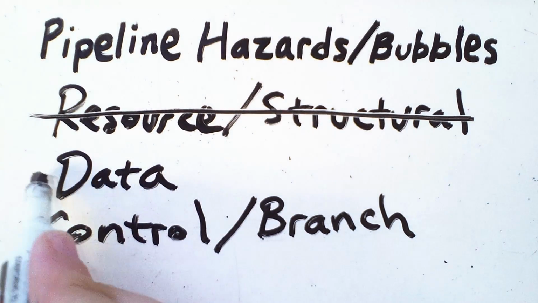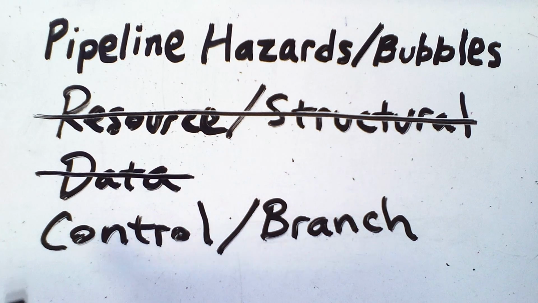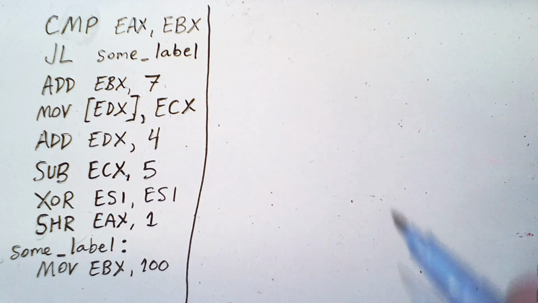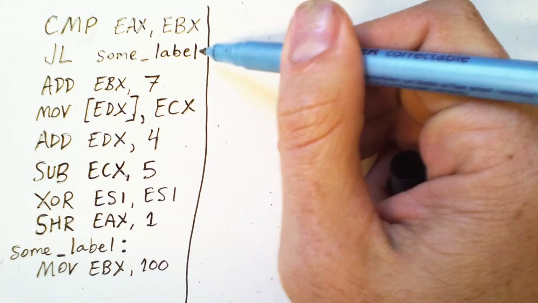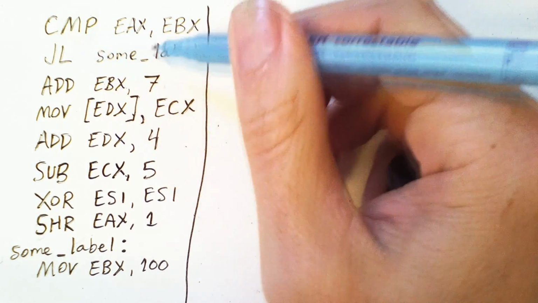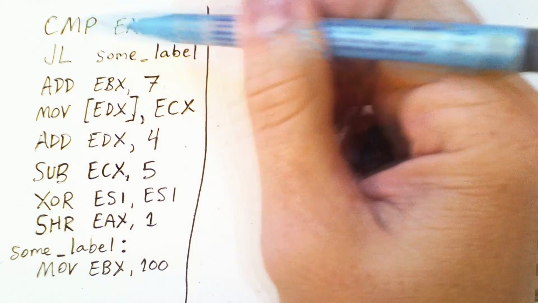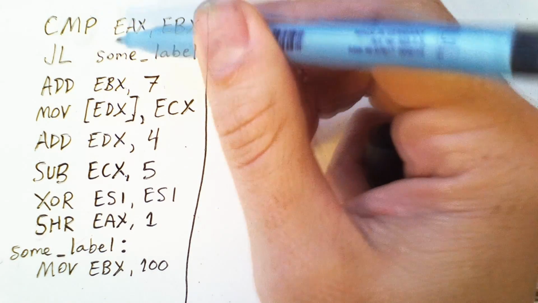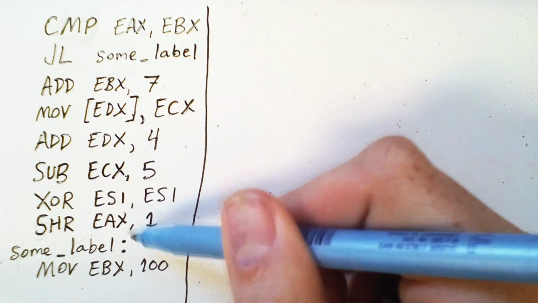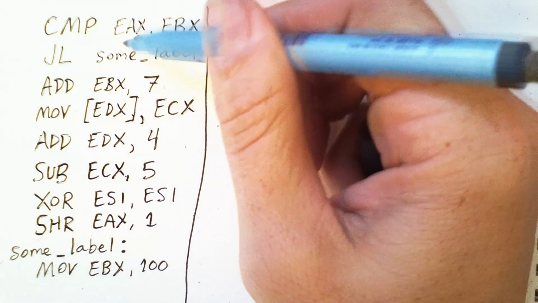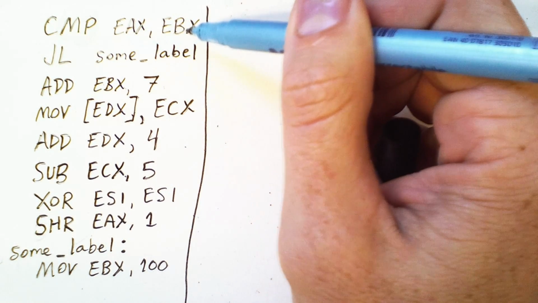So that takes care of data hazards. The final type of hazard we'll discuss are control hazards, also known as branch hazards. These occur when you have a jump or a branch in the code. Specifically, we care about conditional jumps or conditional branches like the one we're seeing here, JL for jump less. There's a comparison here between these register values, and we will only jump to some label down here if EAX is less than EBX.